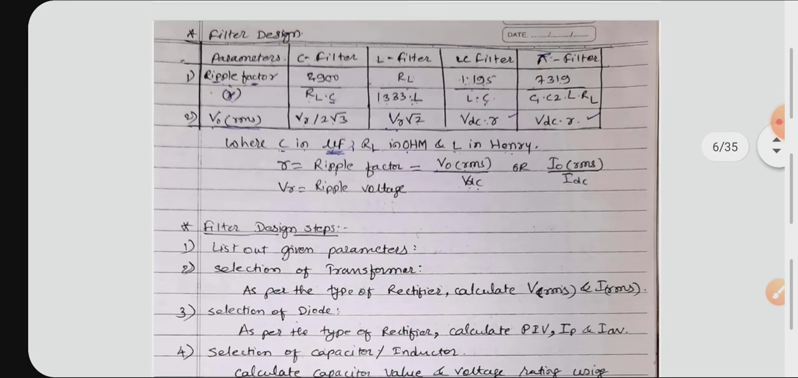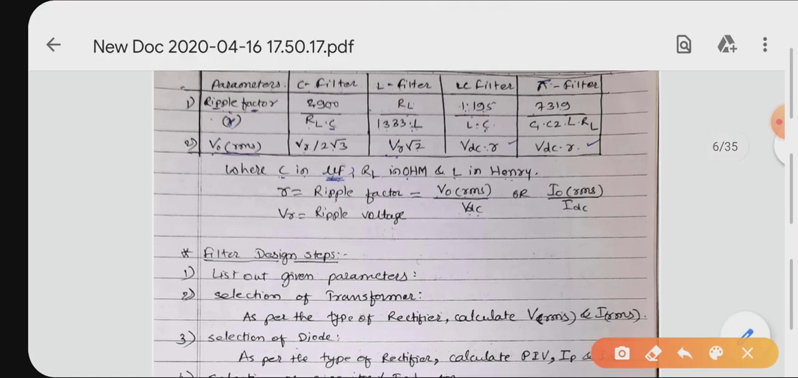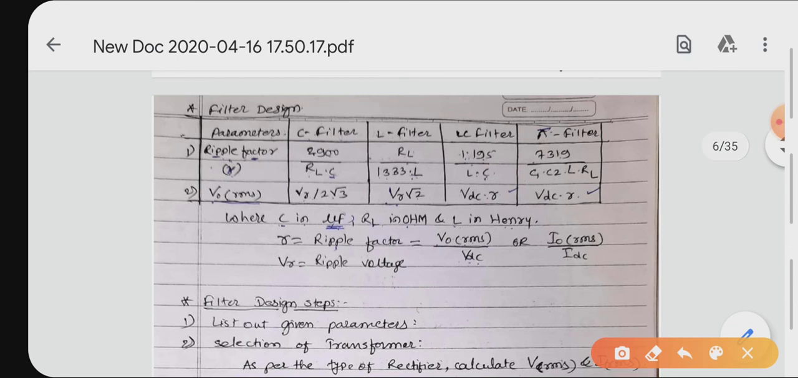Now we will move to the filter design. For the design of the filter, you should remember this formula, the table: ripple factor, small r, for capacitor filter, L filter, LC filter and pi filter. There are 4 types of filter. If you want to use the capacitor filter, the formula for ripple factor is 2900 divided by RL into C. RL is the load resistor and C is the value of the capacitor.